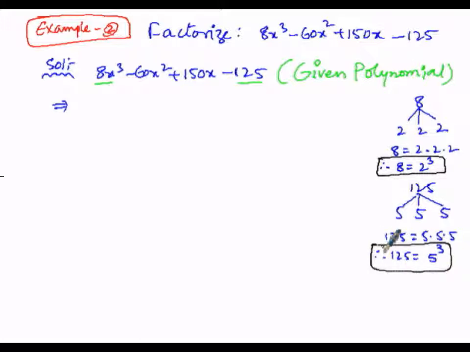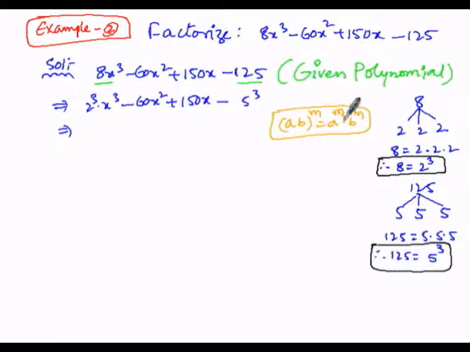So first of all, I want to express 8 as 2 cube into x cube as it is, minus 60x square written as it is, plus 150x minus 125, which can be written as 5 cube. Here the exponent is similar, like a to the power of m into b to the power of m, which can be written as ab whole to the power of m. So I am utilizing this identity, ab whole to the power of m equals a power m into b to the power of m.